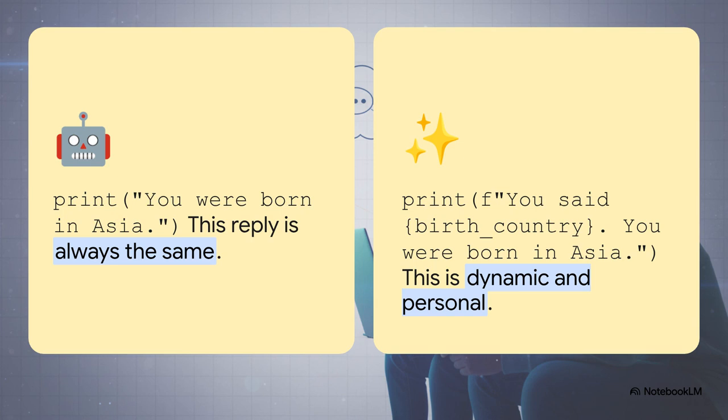Kind of boring. But on the right, we're using an f-string. See that little f right before the quote? That's like unlocking a secret power. It tells Python, hey, look inside for curly braces. When it finds our birth country variable, it doesn't print the text. It actually grabs whatever answer you typed and slots it right into the sentence. How cool is that? You get a totally personal response.